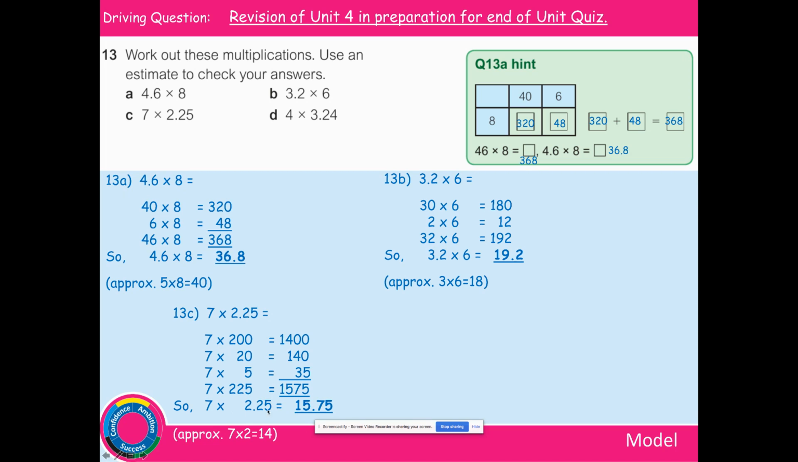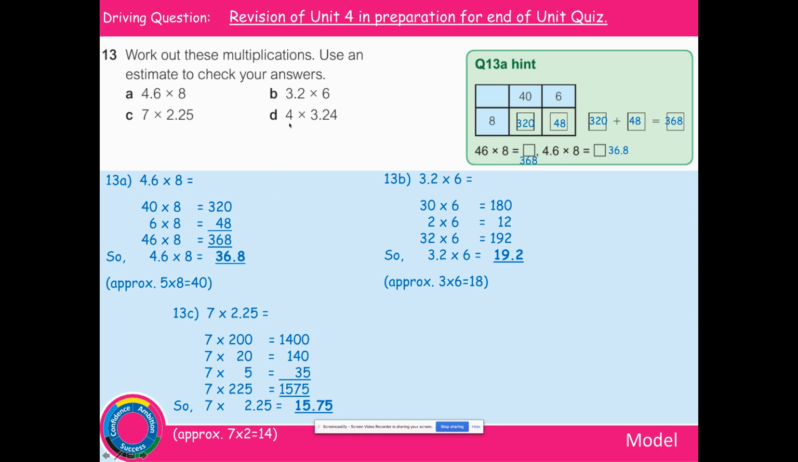So if we look at this, we could say 2.25 is roughly 2. So approximately 2. 7 times 2 is 14. We've got 15.75, so it's in the same ballpark. If you've gone wrong with your dividing and made this 1.575, when you look at your approximate answer, you think, no, I've done it too far. I've divided by 10 too many times.